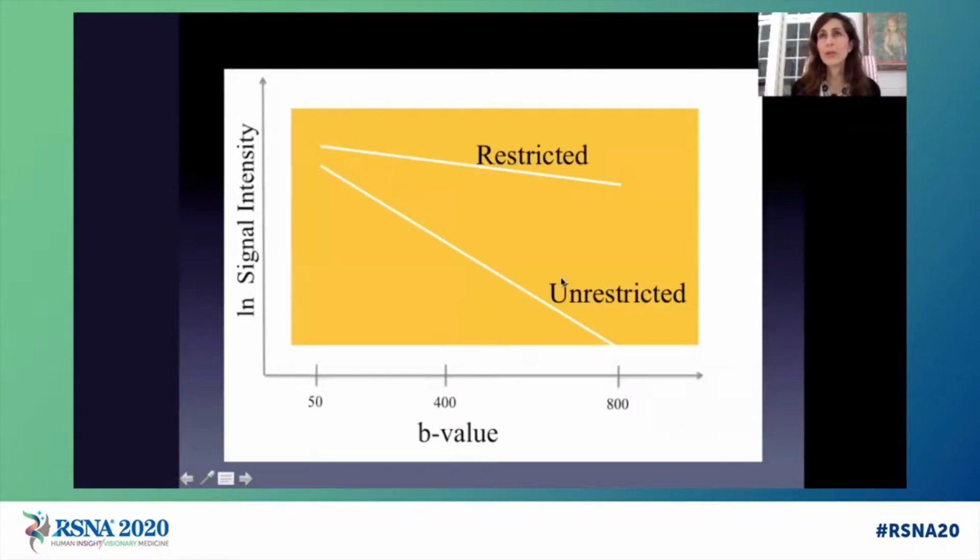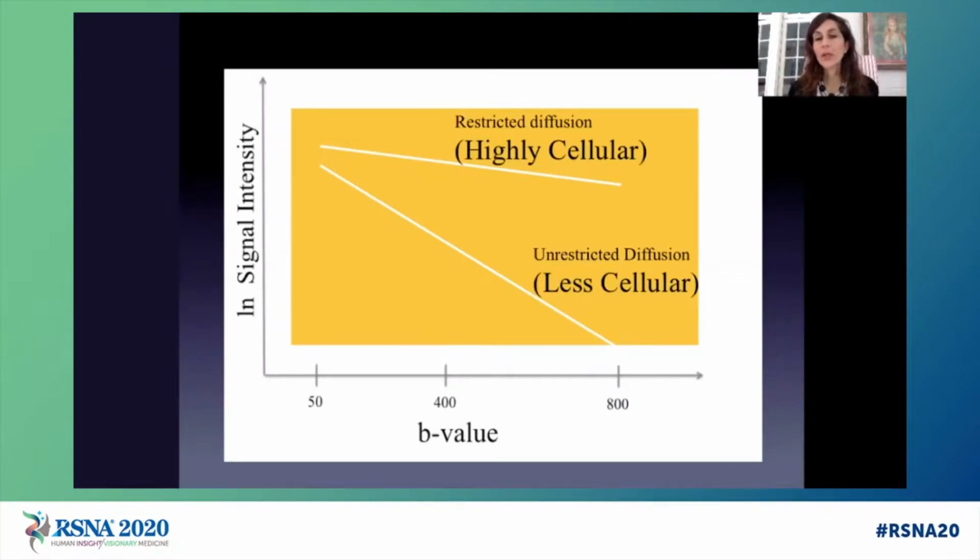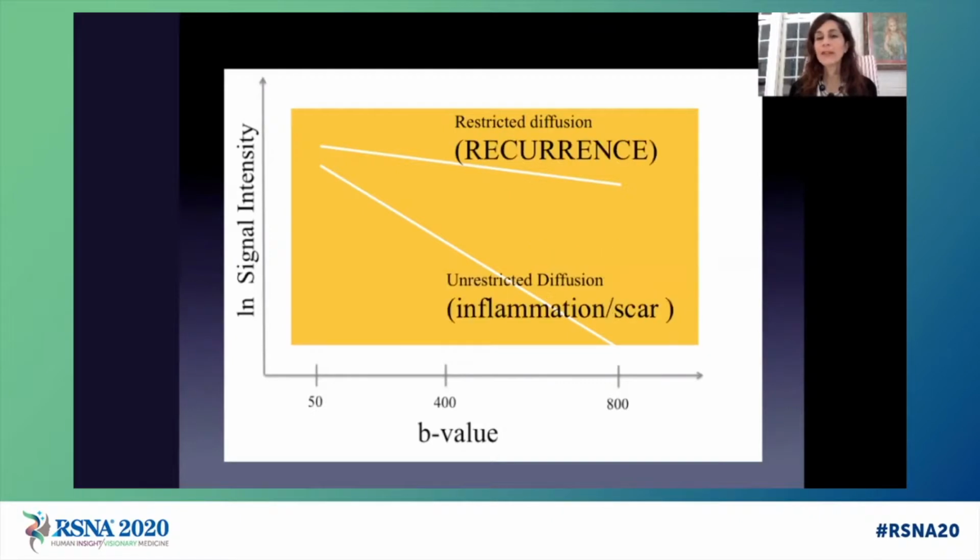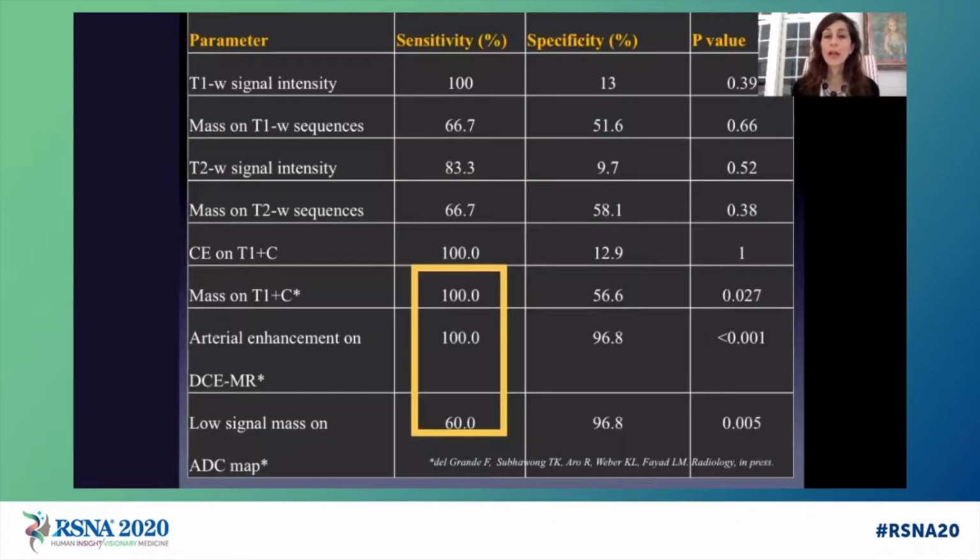And so we're trying to, with this technique, separate areas that have restricted fluid motion from unrestricted fluid motion, because as we know, diffusion weighted imaging is a method to measure the Brownian motion of water. And generally, we know that highly cellular areas will exhibit restricted diffusion, where less cellular areas will exhibit unrestricted diffusion. And this will translate to being able to separate out recurrence from inflammation or scar.